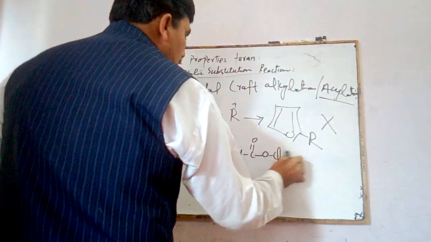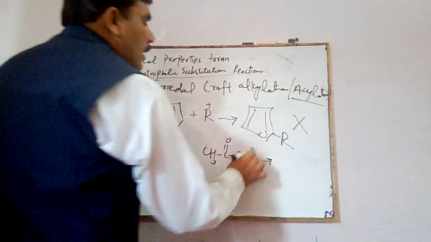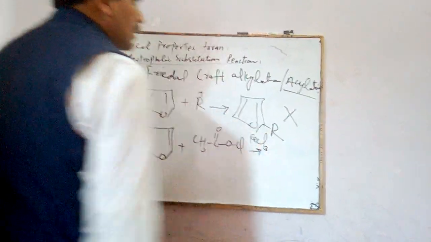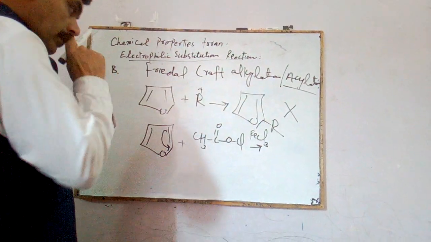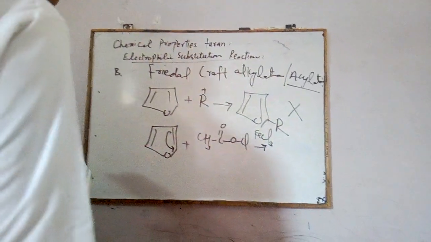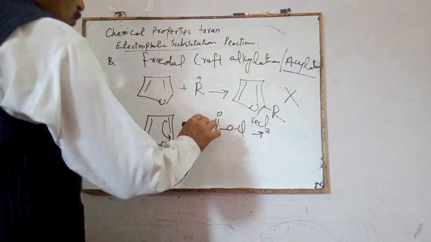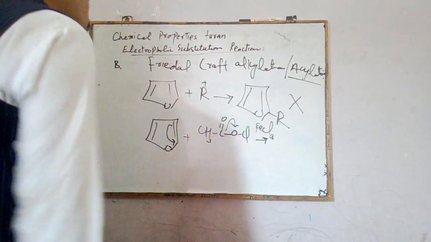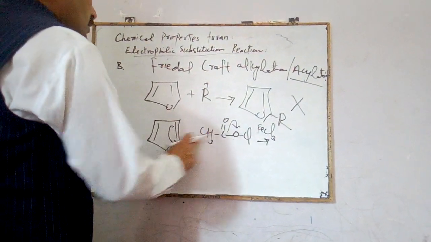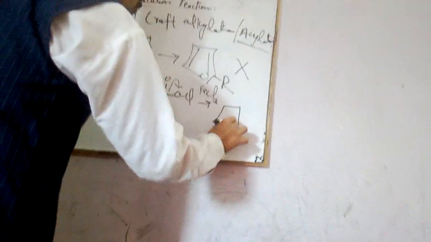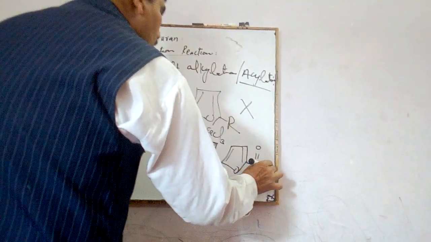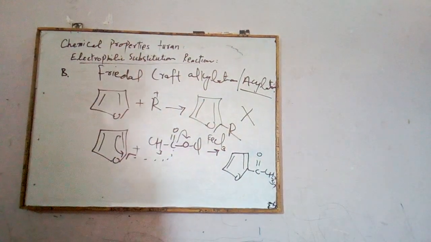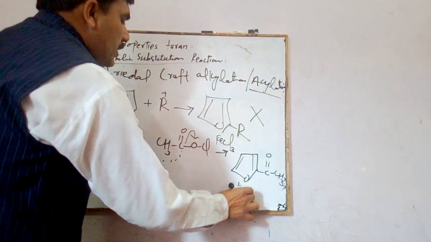Let's suppose this is an acyl halide and the reaction takes place in the presence of FeCl3 as a catalyst, so this bond will be broken in this direction, and this bond will be broken in this direction. So as a result, C will become positively charged, this position has negative charge, so the acyl group can be introduced into the ring. So this is known as Friedel-Crafts acylation reaction.